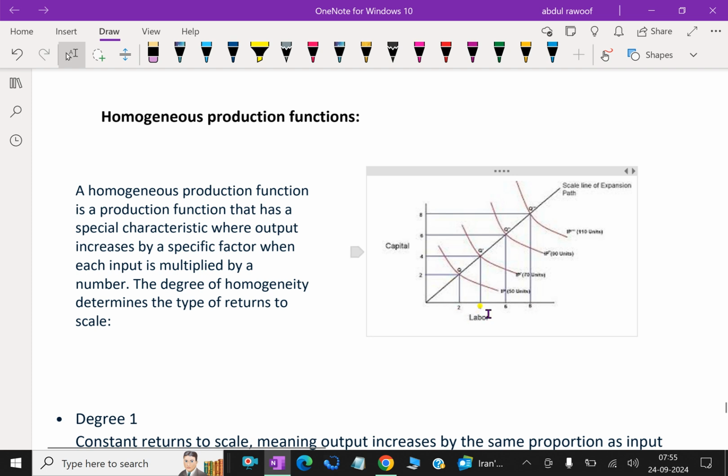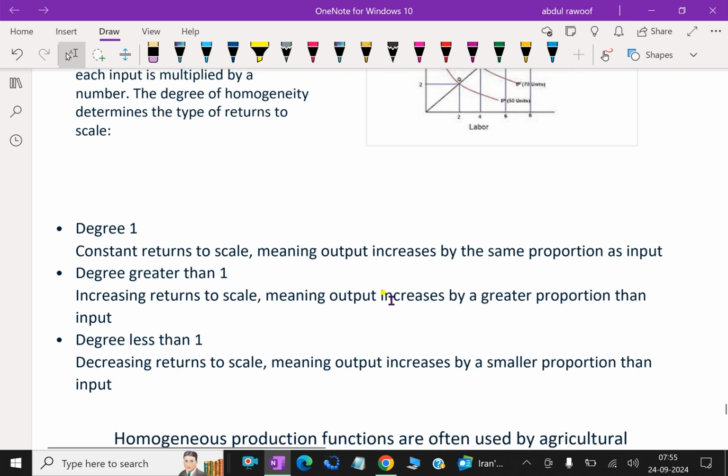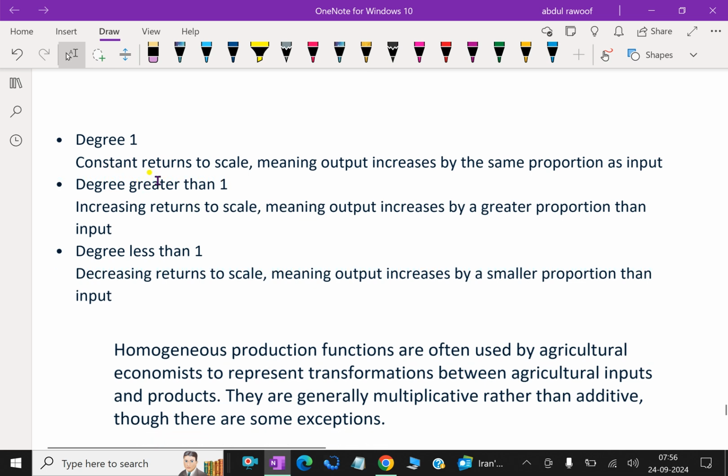Here, this is labor, here capital. This is a scale line or expansion path. So these are different curves. In that, what is degree 1? Constant returns to scale, meaning the output increases by the same proportion as input. Increasing returns to scale, meaning output increases by a greater proportion than input.